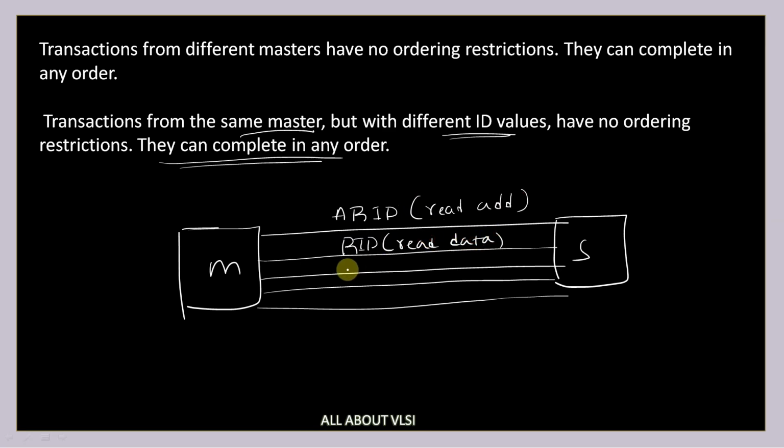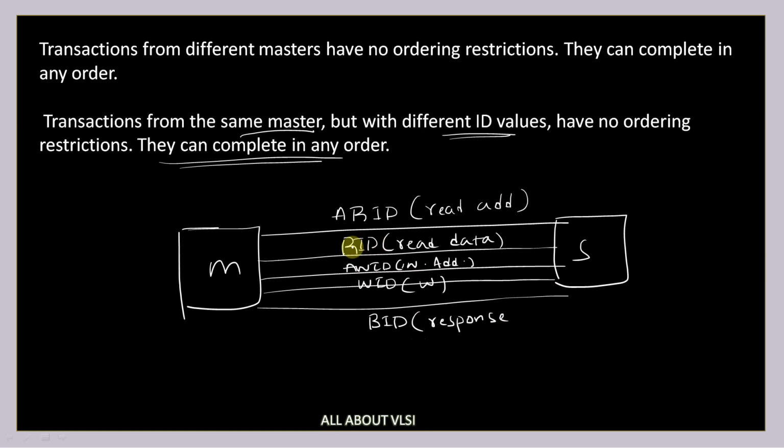Next channel I am going to have is AWID, that means write address channel. And next is WID, that means write data channel, and next is BID, that means response channel, right? So these are the 5 independent channels I am going to have, where my master and slave are going to have, right?